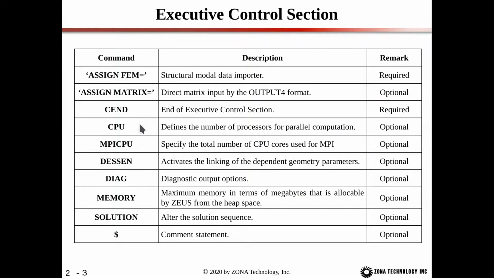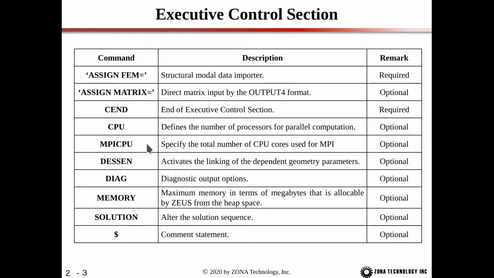In this case, all of the cores must be on the same machine that's running the ZEUS job. Next, we have mpiCPU, which specifies the total number of CPU cores used by the MPI, the message passing interface, parallel algorithm. In this case, it does require additional setup, but these cores can be spread out among multiple physical machines over the cluster. You can have both CPU and mpiCPU. In this case, the total number of CPUs that is used by ZEUS would be CPU times mpiCPU.